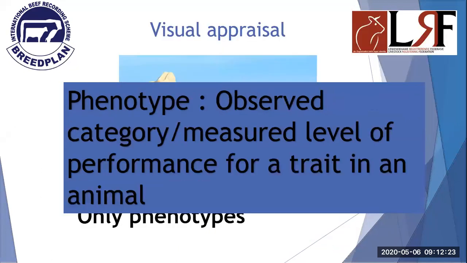The phenotype is the observed category or measured level of the performance for a trait in an animal. So that's what we see or what we measure. That's the phenotype.